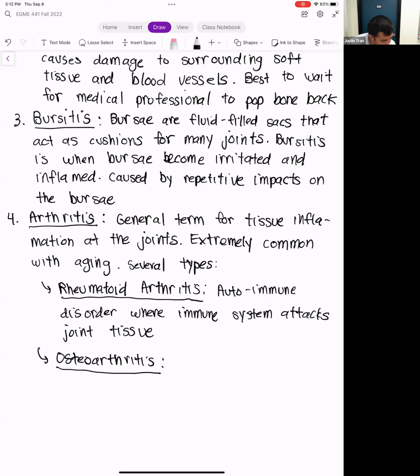And so osteoarthritis is a degenerative condition where the cartilage in your joints actually starts to wear down with time.